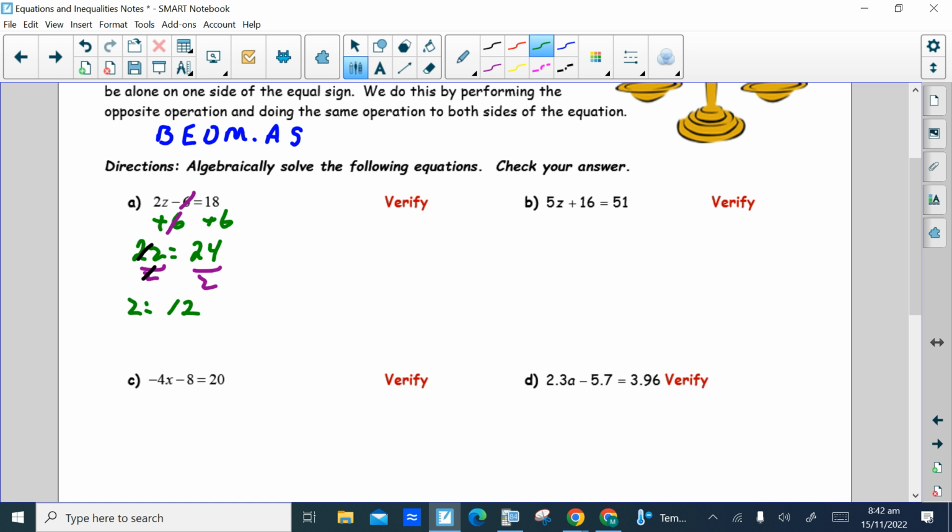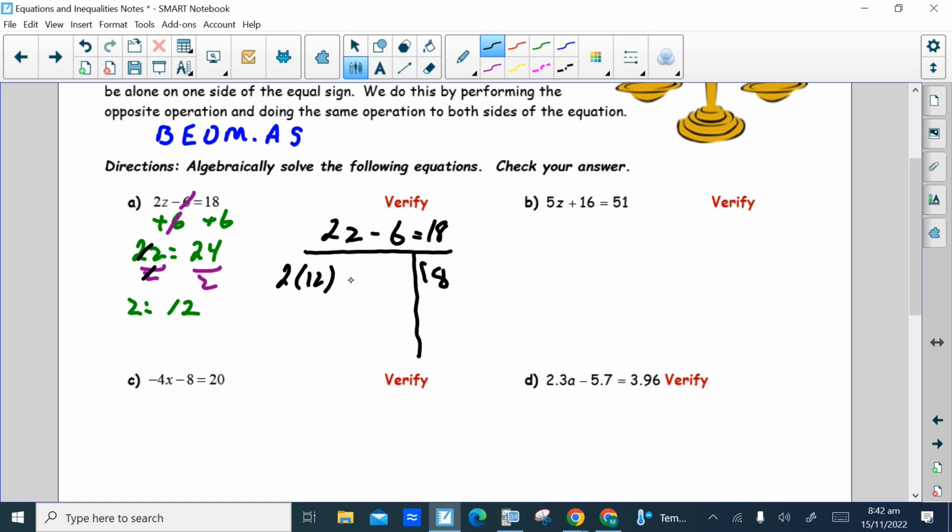And there's our answer. So now we're going to verify it. That's another way of saying we're going to check it. 2Z take away 6 equals 18. Again, you start with the original equation. The equal sign divides the equation into two sides, left and right. The right side is 18. We need to show that we get 18 on the left as well, when Z is 12.